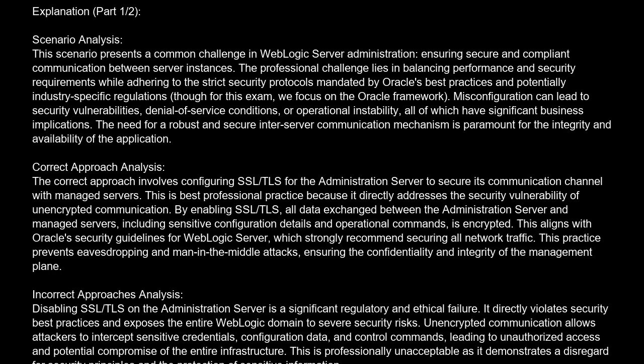Incorrect approaches analysis. Disabling SSL/TLS on the administration server is a significant regulatory and ethical failure. It directly violates security best practices and exposes the entire WebLogic domain to severe security risks. Unencrypted communication allows attackers to intercept sensitive credentials, configuration data, and control commands, leading to unauthorized access and potential compromise of the entire infrastructure.